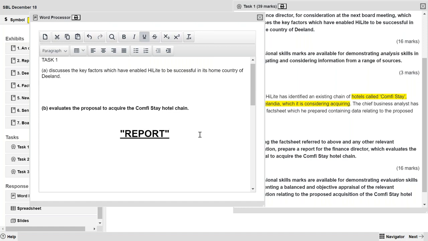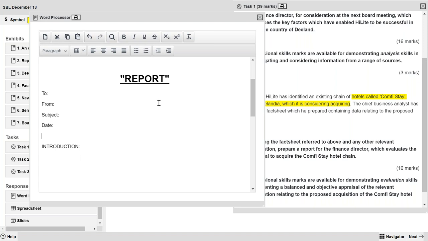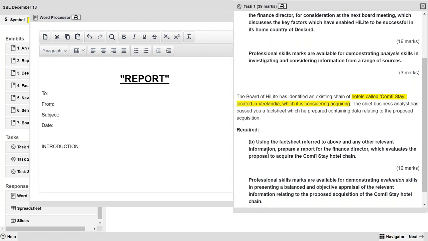Okay. Now I will say 2. Let me remove the underline. Now 2, from, subject, date, introduction. Correct? So 2, who will be the report directed to? Who will be the report addressed to? Somewhere mentioned here. Prepare a report for the finance director. So I will just copy finance director, Control C, and Control V, and I would just change small f to big F, finance director.